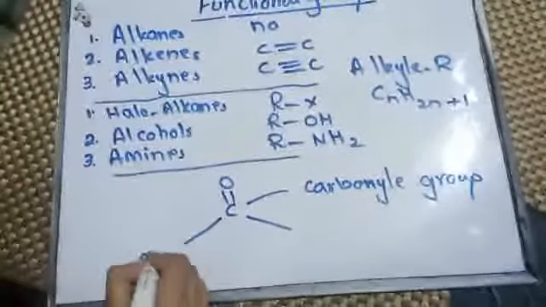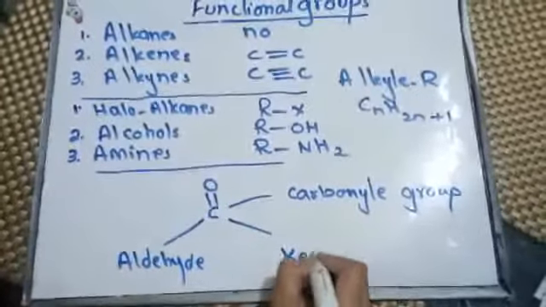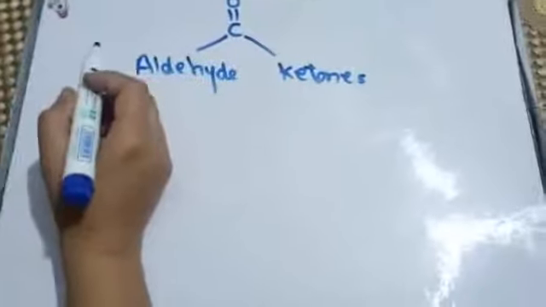Group, we have two functional groups. The first one is known as the aldehyde and the second one is known as the ketone.